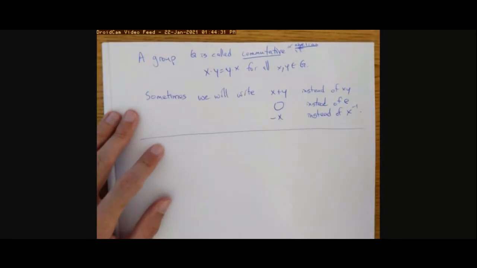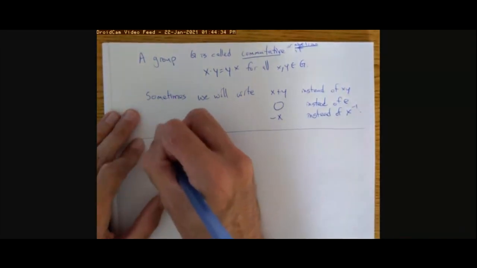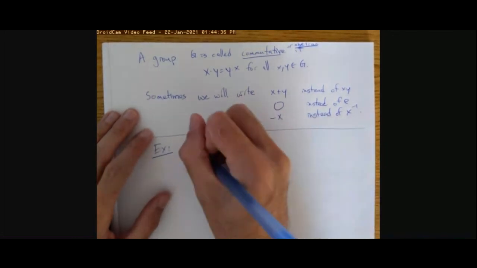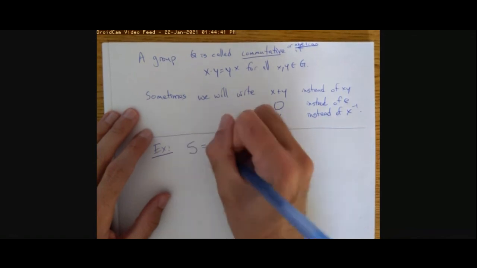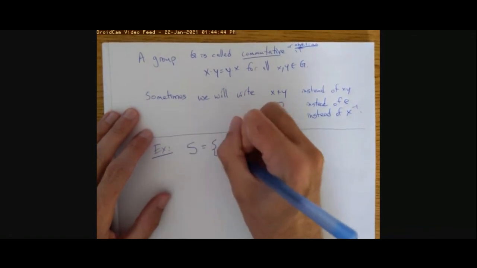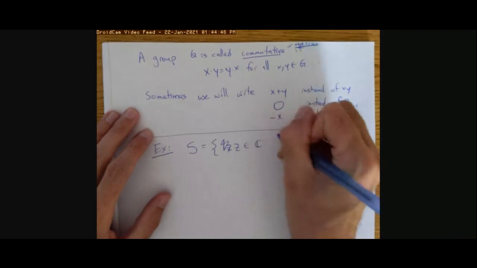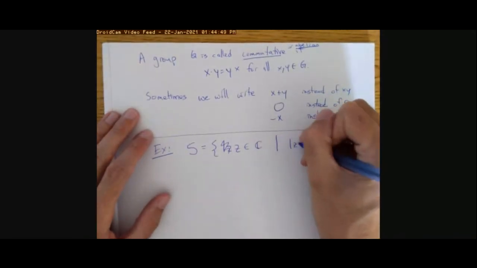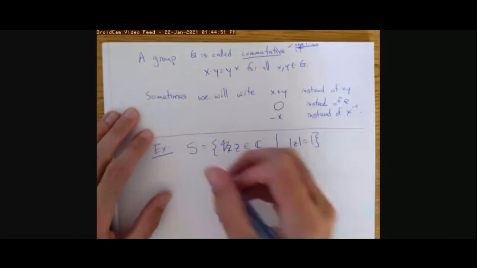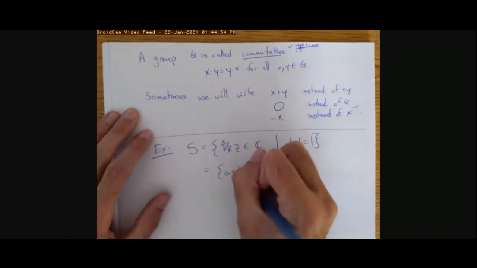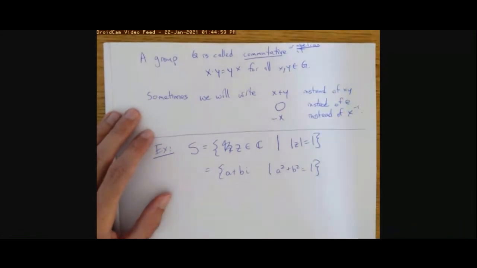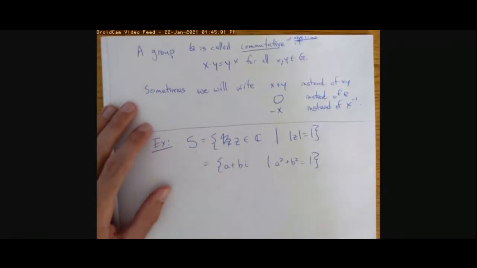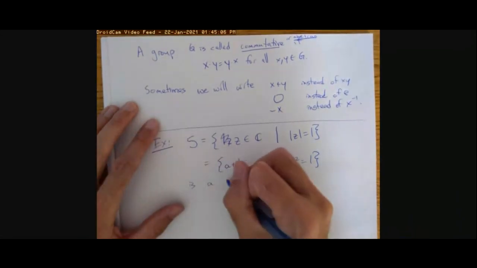To give you an example where we use multiplication, another example, I guess I should call this S. Think of all the complex numbers whose modulus is 1. And this is a group under multiplication.